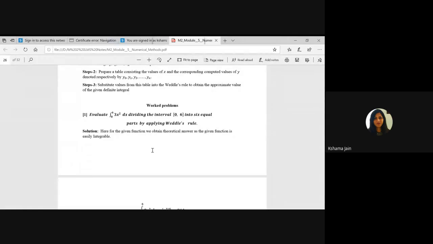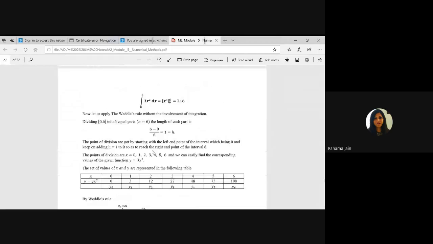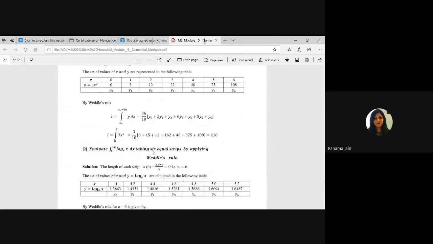Okay, let's do one thing. For now, time being, I skip this. I take the third rule, Weddell's rule. I try to complete that, and give me 5 minutes. I will scan the book, and from there, I will take that last topic. Okay, ma'am, better. So we'll take Weddell's rule.